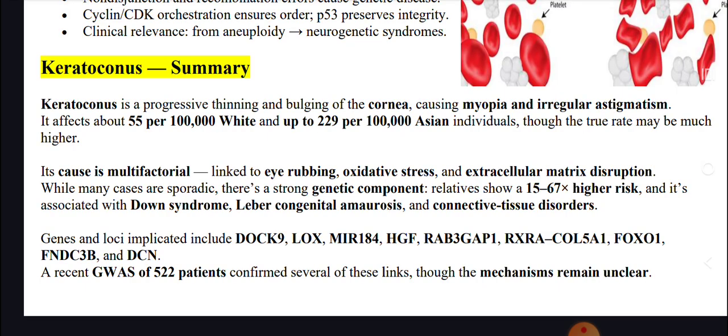Are specific genes known? Several candidate genes have been implicated, many involved in collagen structure and corneal biomechanics. The sources mention genes like DOCK9, LOX, which is involved in collagen cross-linking crucial for corneal strength, a microRNA called MIR184, and FNDC3B, among others.